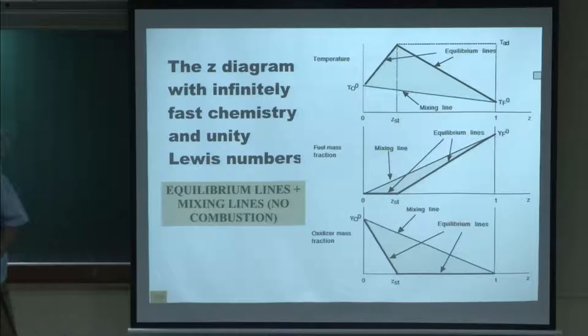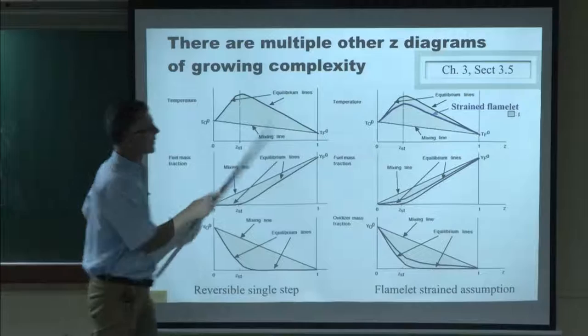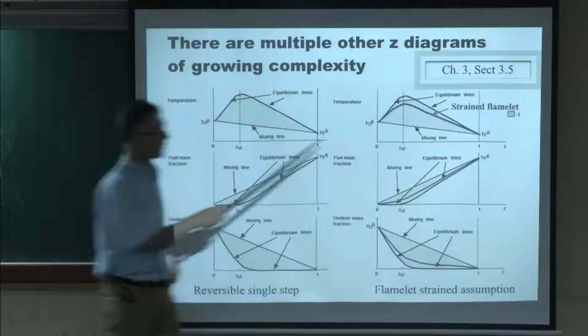You can have the equilibrium lines, but instead of going to equilibrium, you can stop a little bit before. You can say if I have some stretch, for example, then I will have lines like this one. That's a strained flamelet. That's the equilibrium lines.